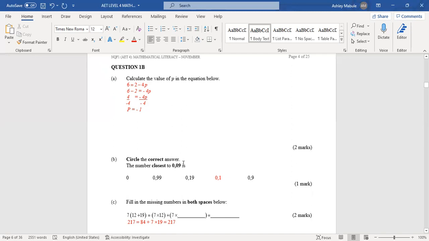And then B says circle the correct answer. The number closest to 0.09 is 0.1, because if you round this up, it's going to be 0.1.